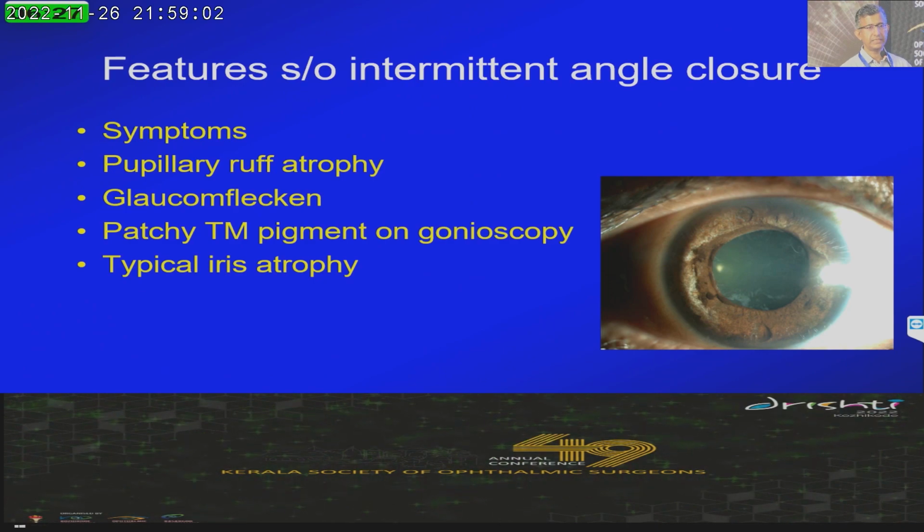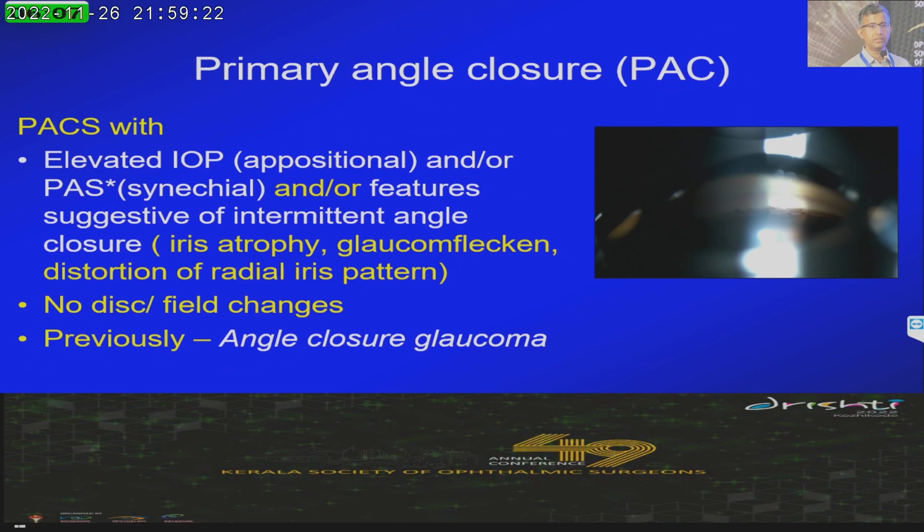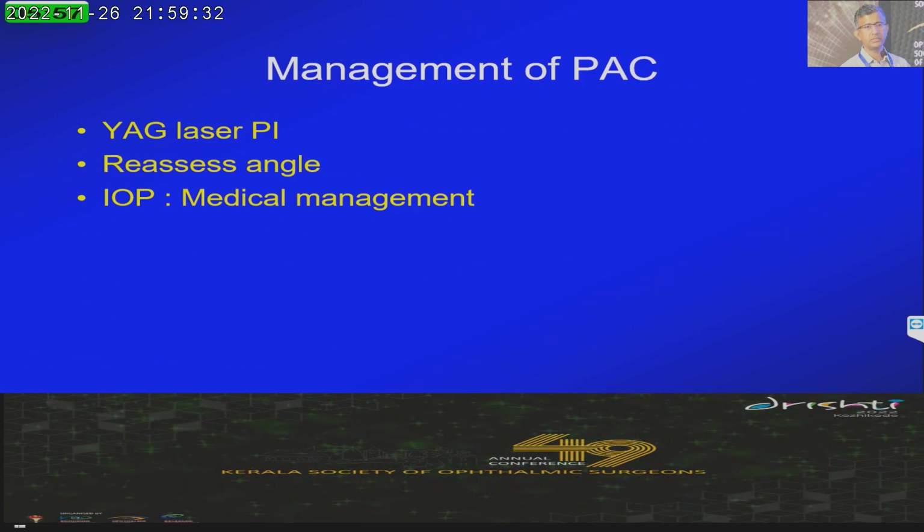But when you come to PAC, PAC is not only synechiae and high IOP, but if you have signs suggestive of intermittent angle closure, like pupillary ruff atrophy, glaukomflecken, or patchy trabecular meshwork on gonioscopy, or iris atrophy, these are also signs that this patient has had an intermittent attack, and these are patients who you would want to do a laser iridotomy for. So they have no disc or field changes, but there are signs suggestive of a previous intermittent attack or signs suggestive of intermittent apposition. So there's really no question about it. You do a YAG-PI, you reassess the angle and the intraocular pressure you manage medically.